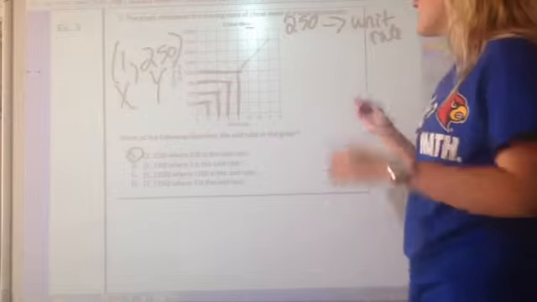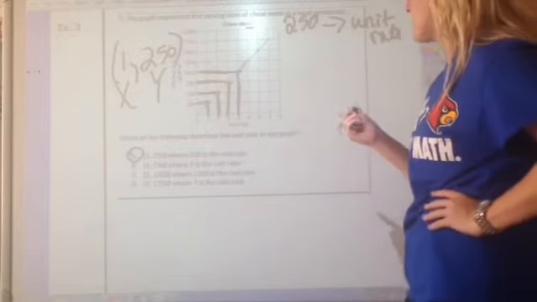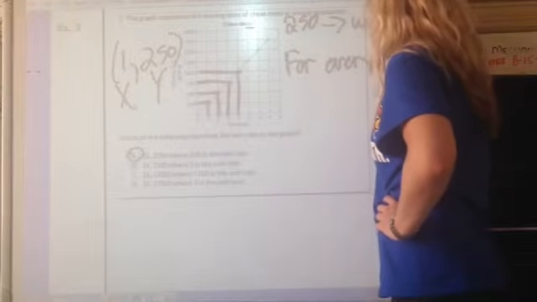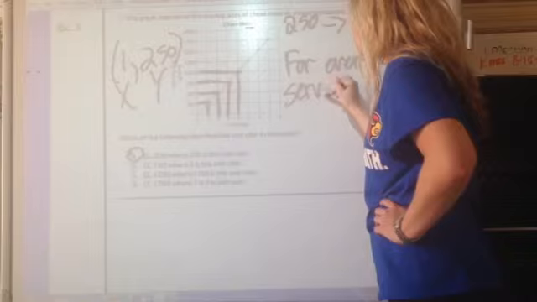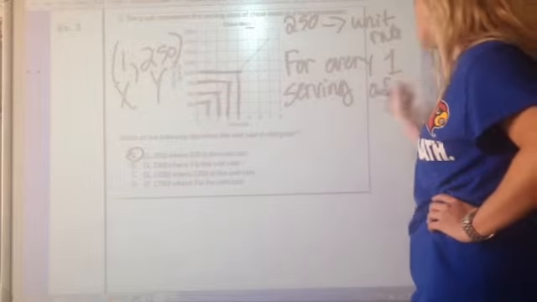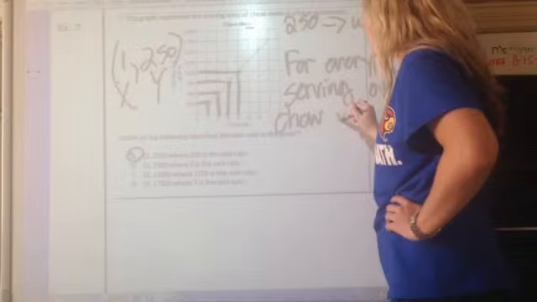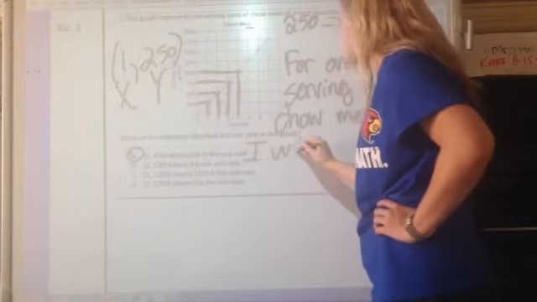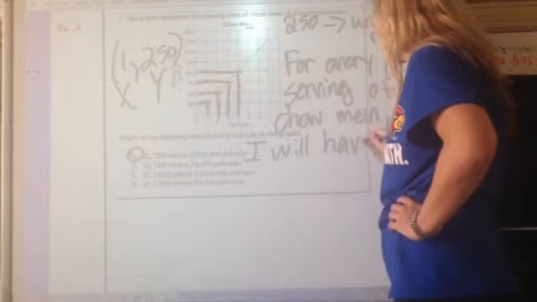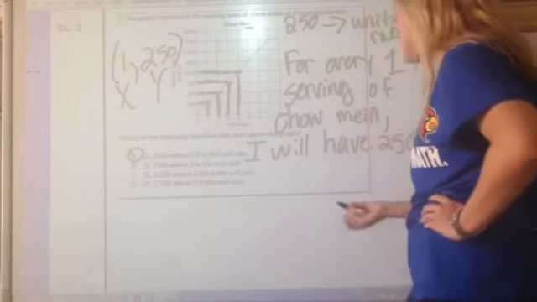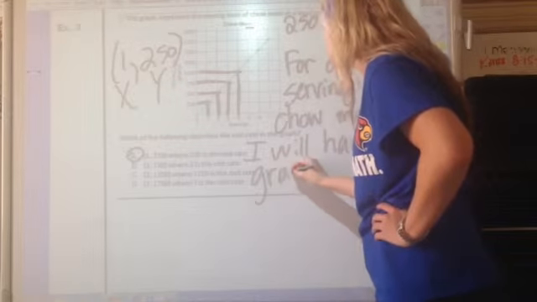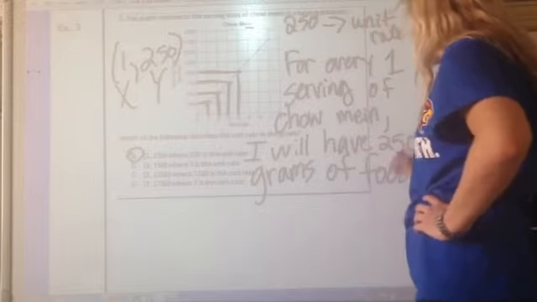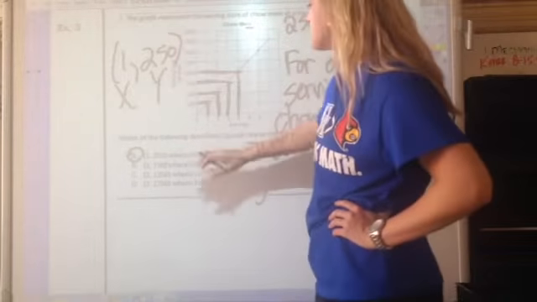So if I wanted to write this in words, I would go ahead and say that for every 1 serving of chow mein, I will have 250 grams of food. And again, I got those phrases just from looking at the x and y axis.